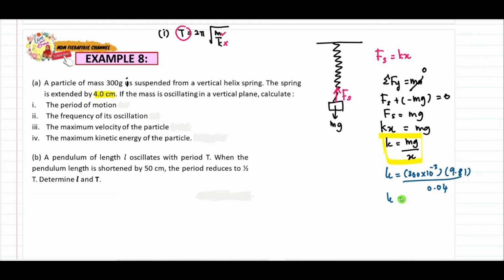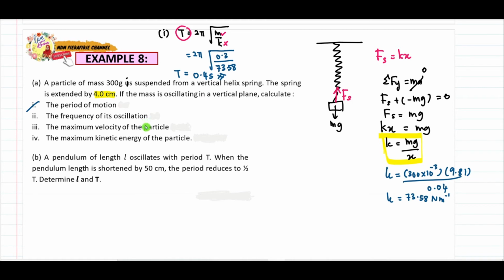Okay, so nilai k you akan dapat 73.58 Newton per meter. So from here we can calculate 2 pi square root, okay, mass, make sure in kg. So mass is 0.3 kg. Okay, where k is equal to 73.58. Therefore, T you akan dapat nilai dia adalah 0.4 seconds. Okay, okay, yang ni siap.